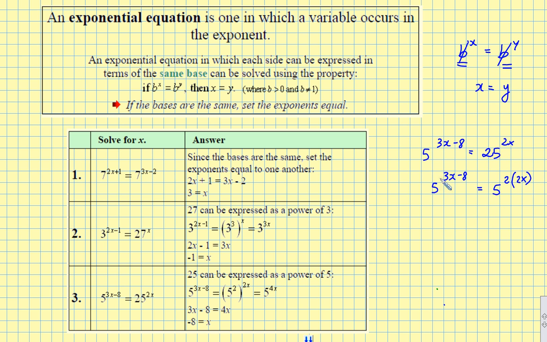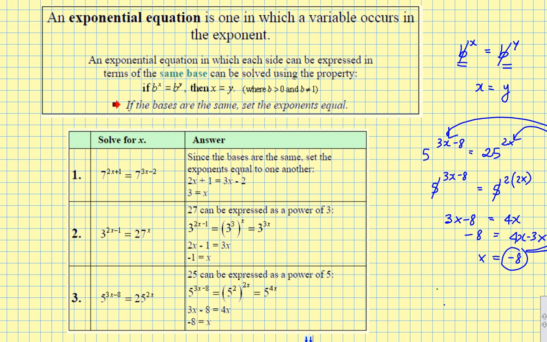so that I end up removing or disregarding my bases of 5, and I end up with 3x minus 8 is equal to 2 times 2x, which is 4x. And from here, all I need to do is say negative 8 is equal to 4x minus 3x, so that x equals negative 8. So I have figured out that in order to make my left-hand side equal to my right-hand side of my equation, the value of x would have to be equal to negative 8.